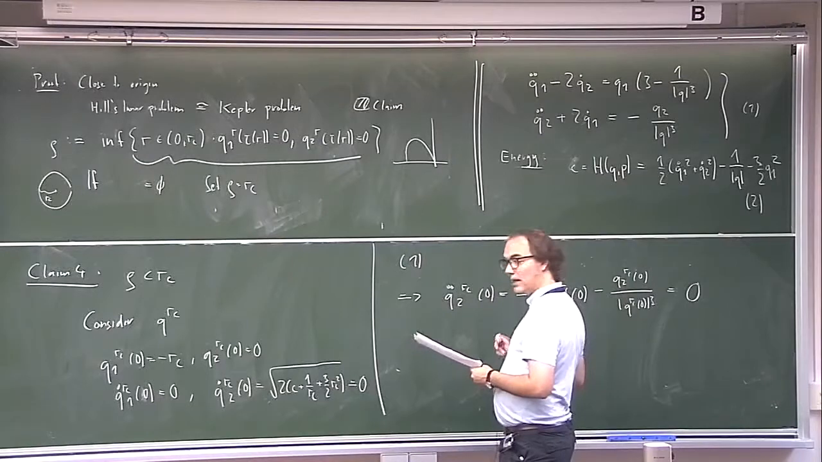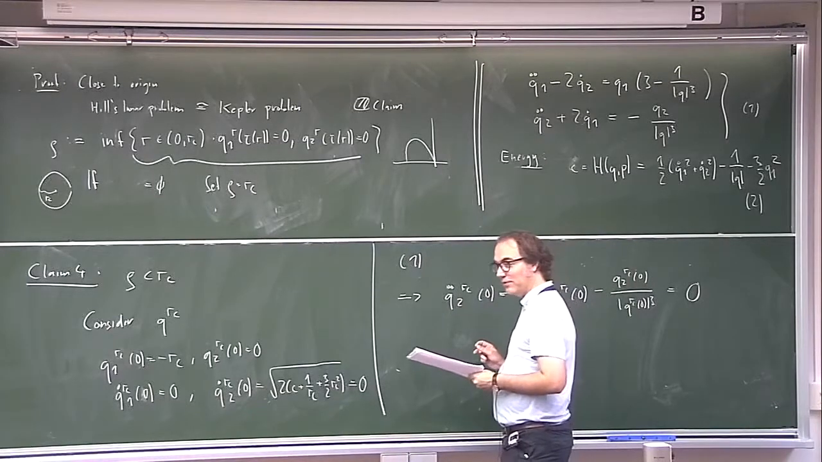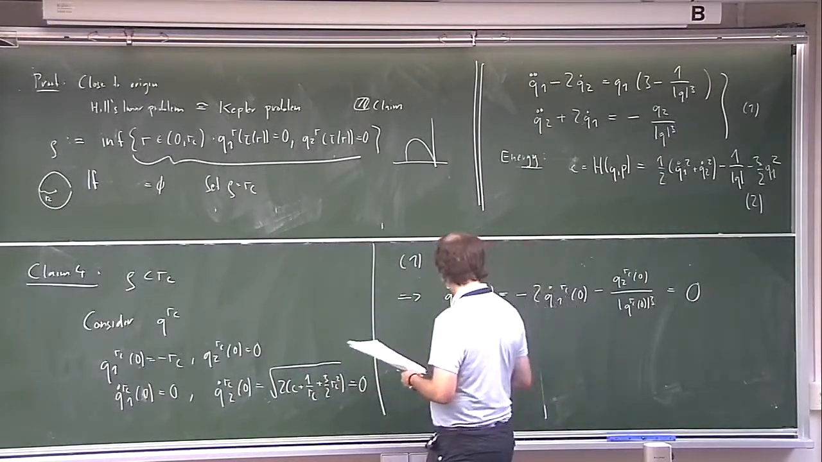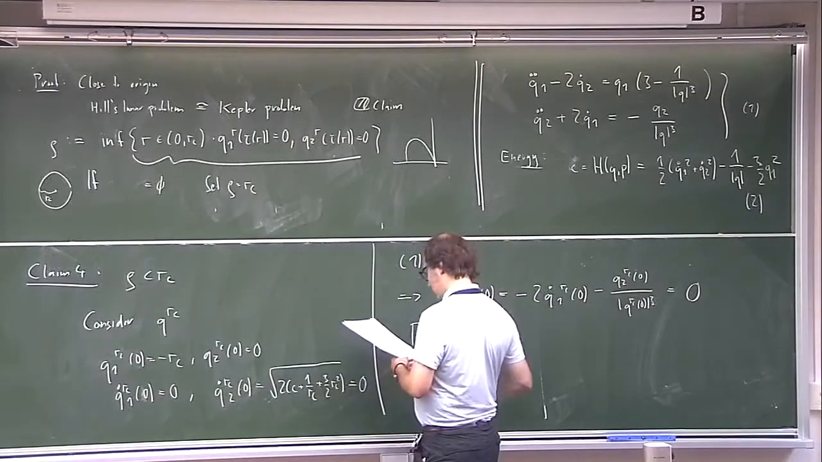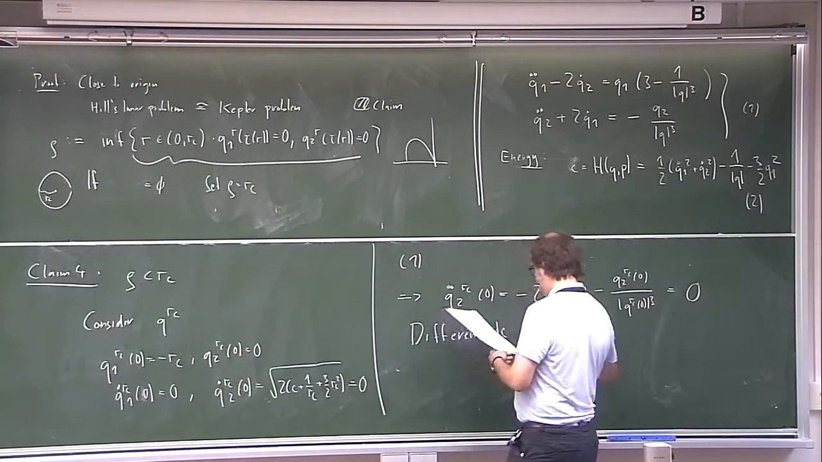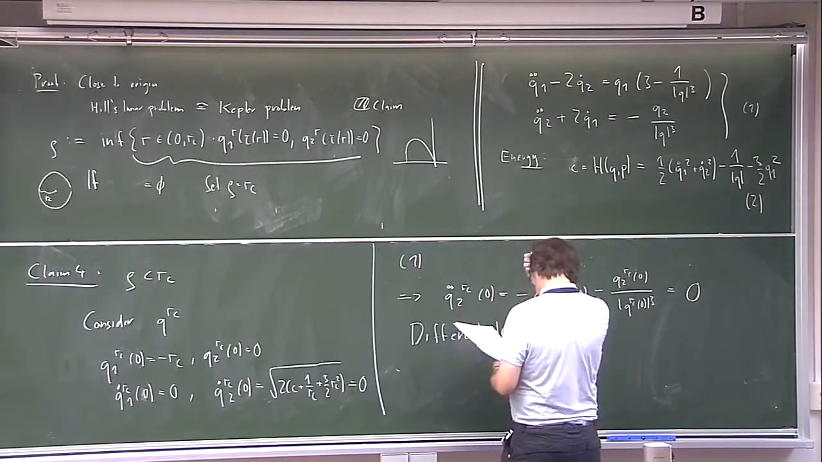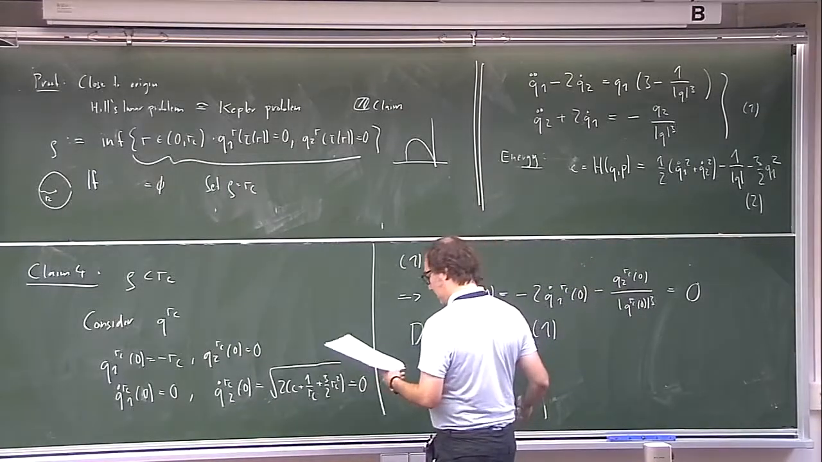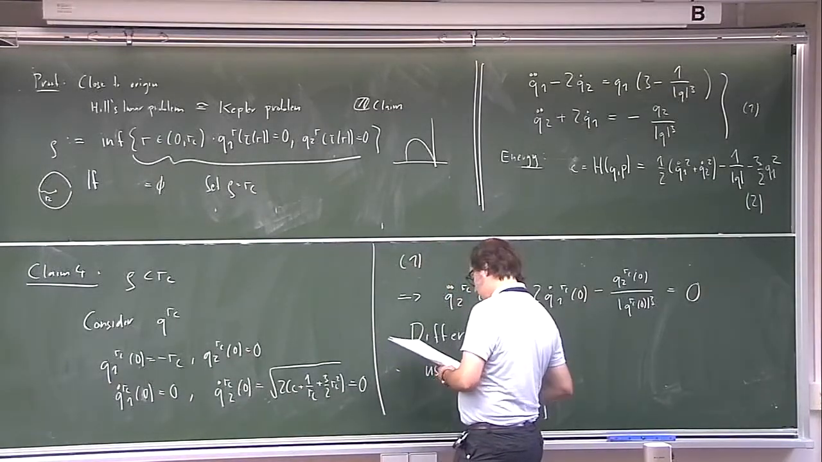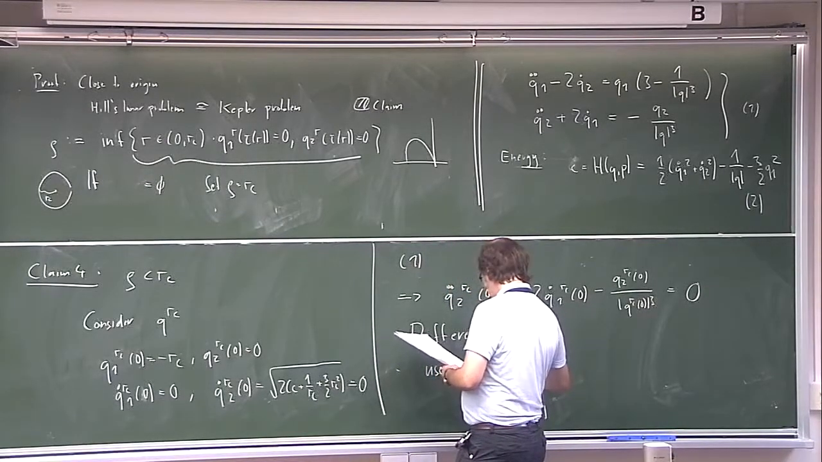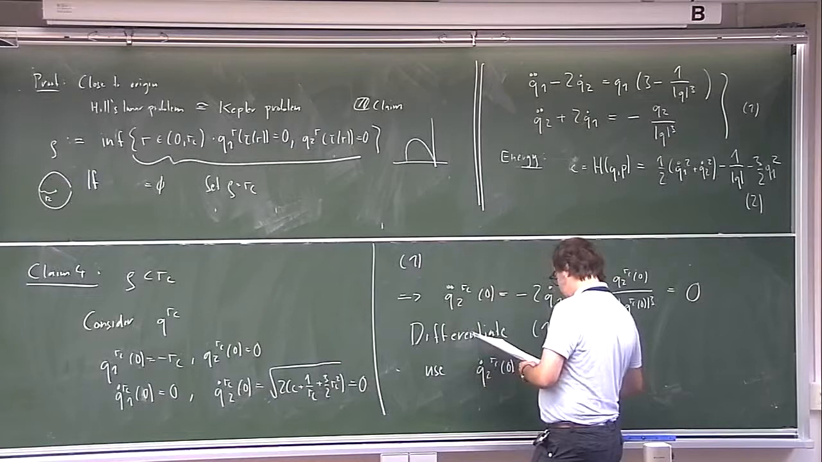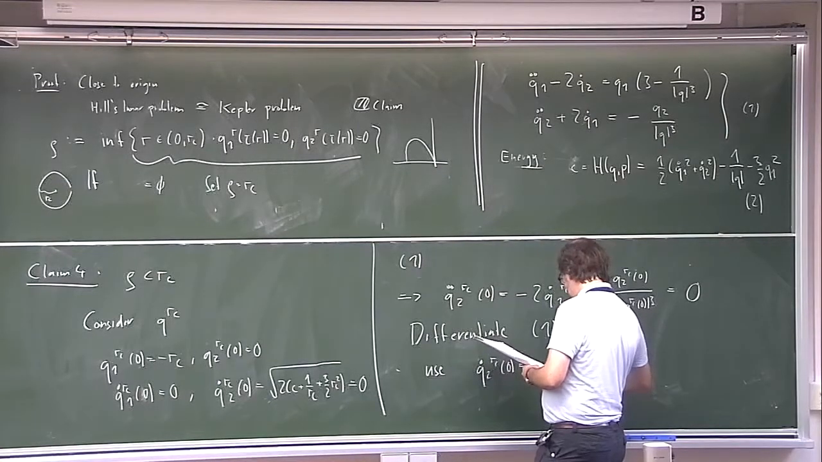Now to see what happens, we have to look at the third derivative. So this is a quite tough proof. So Birkhoff has to go up to the third. Differentiate 1. But now if we differentiate, we use that some quantities are already 0. So we use Q2 of RC at 0 is 0, and also Q dot 1 of RC at 0.